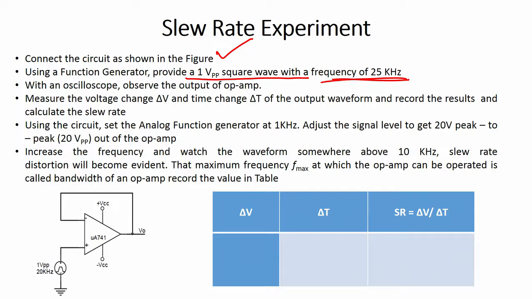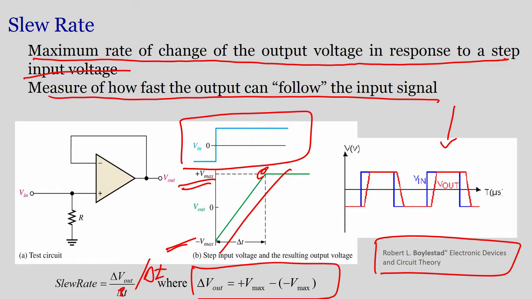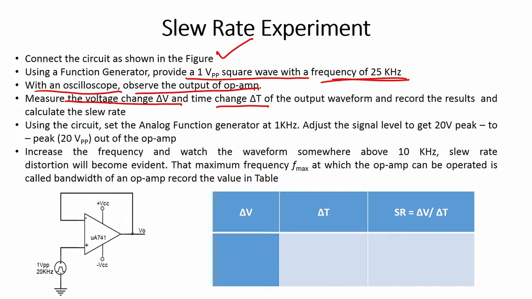So, with an oscilloscope, observe the output of the operational amplifier. We will measure the voltage change delta V with respect to delta T. Why? Because we have seen in the last slide that the formula for slew rate is delta V out upon delta T. So what we are measuring is the fourth point: measure the voltage change delta V and time change delta T of the output waveform, record the results and calculate the slew rate.